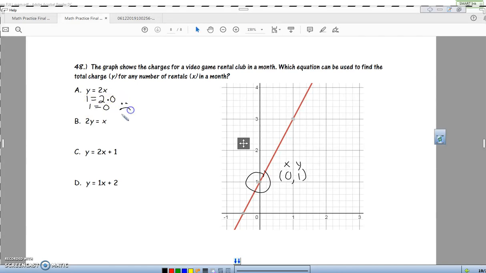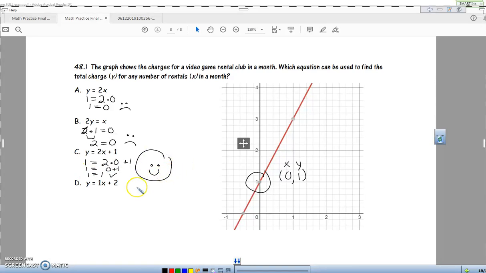1 equals 2 times 0 is 0. Nope, that one does not work. 2 times my y is 1. Should hopefully equal my x, which is 0. 2 times 1 is 2. Does 2 equal 0? No. Y is 1. 1 equals 2 times x is 0 plus 1. 2 times 0 is 0 plus 1. 1 equals 1. Yes, we got this one right.